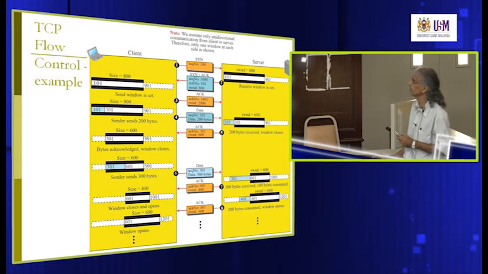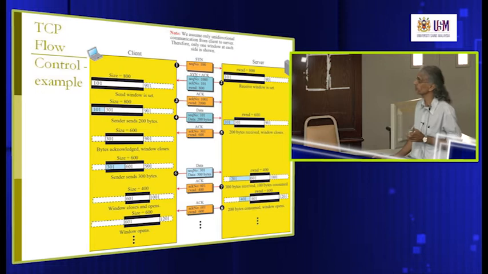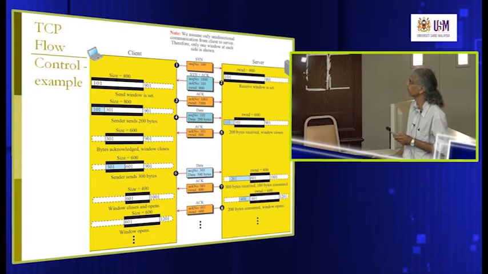In this example, the client acknowledges the SYN plus acknowledgement packet. At the same time, the client will also advertise its receive window. It means the client says that my receive window is 2000. That means if the server sends data to the client, this is the window it should use. But in this case, the server is not sending any data to the client, so this is ignored. Now the client sends 200 bytes of data, so sequence number 101, data is 200.